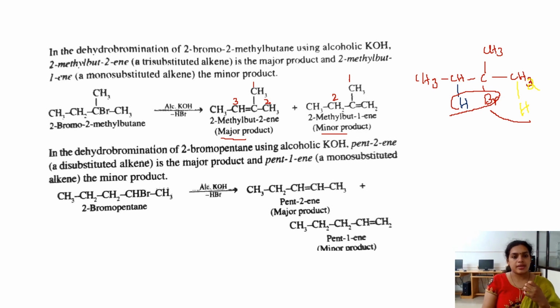And we can see another example in which 2-bromopentane is undergoing elimination reaction to give 2-pentene as the major product and 1-pentene as the minor product. In 2-pentene there are 2 alkyl groups attached around the carbon-carbon double bond, 1 methyl group and 1 ethyl group, whereas in 1-pentene there is only 1 alkyl group, a larger group, but still only 1 alkyl group attached to the carbon-carbon double bond. That's why 2-pentene is the major product.